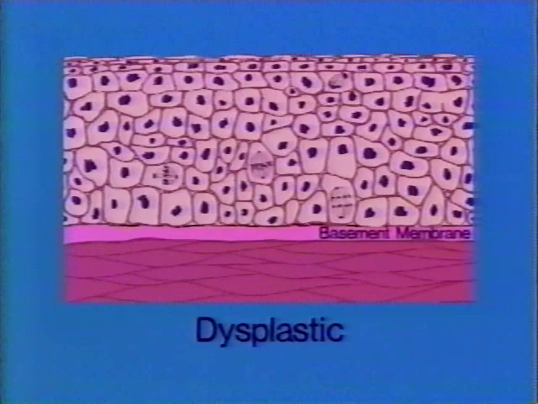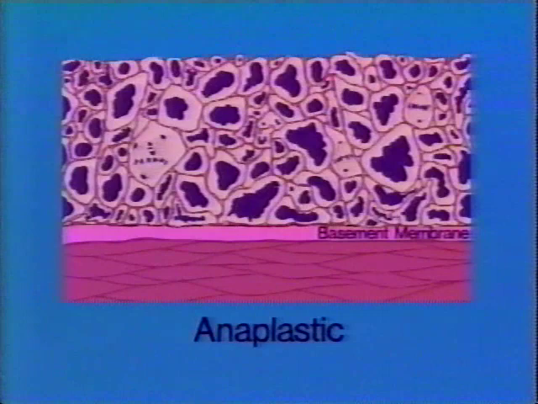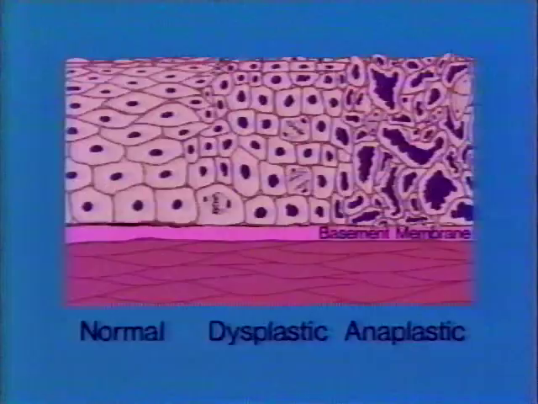In this section, the changes have become more severe and extensive, involving virtually the entire thickness of the cervical epithelium. They are now of sufficient magnitude to warrant a diagnosis of cancer. Note, however, that the basement membrane is still intact. This means that the cancer is still in situ. That is, it has not invaded the underlying stroma.